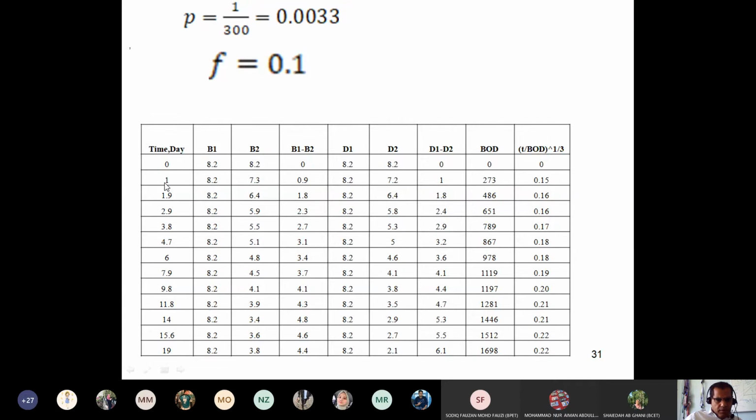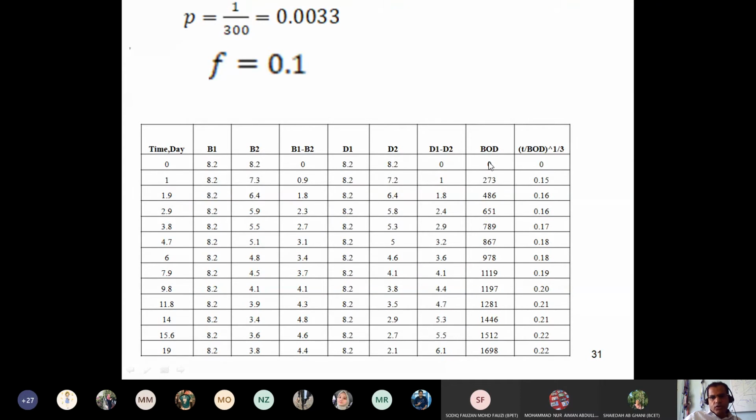Here time, I make it all in one table. B1 is the beginning. This is B2 after different times. So I will make B1 minus B2, and I will get another column here. D1 minus D2: this is initial, and this is after every time specified here. And then here, 8.2 minus 8.2 will be 0. And then I go here, minus 7.2, I will get 1. And so on and so forth, till 6.1.